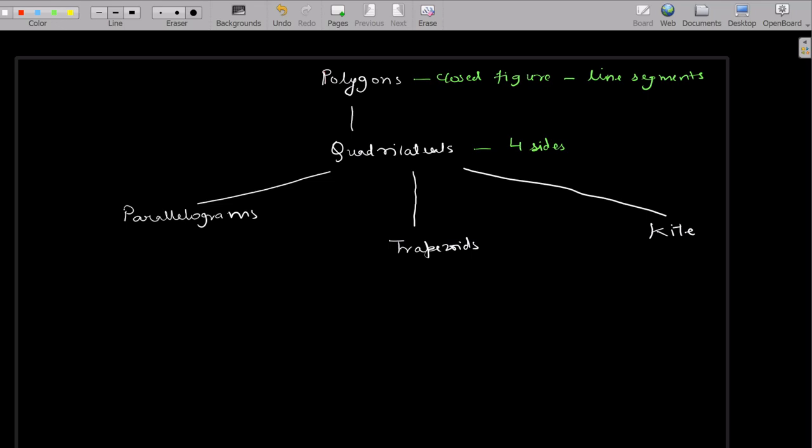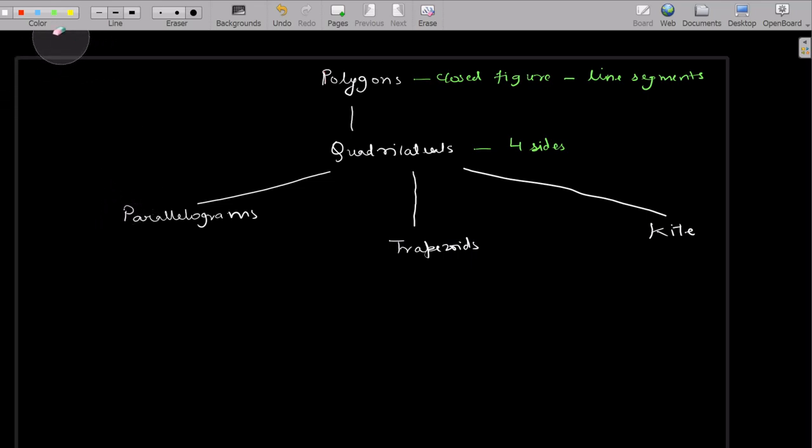Like slanted. Two lines are parallel and others are slanted. So you are saying like this. Yeah. What about something like this? Like a rectangle. It is a rectangle, but is it a parallelogram? No. Wait, it is. It is.